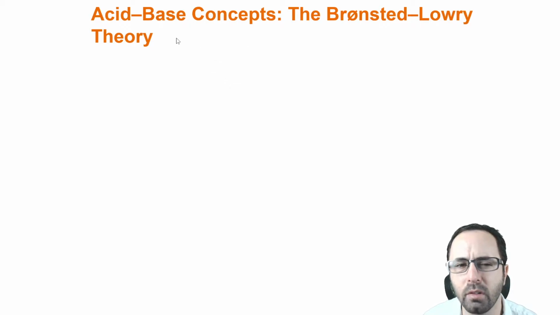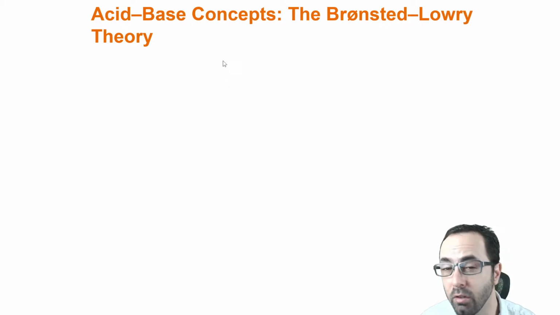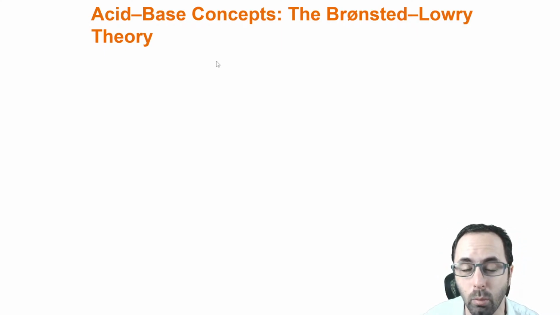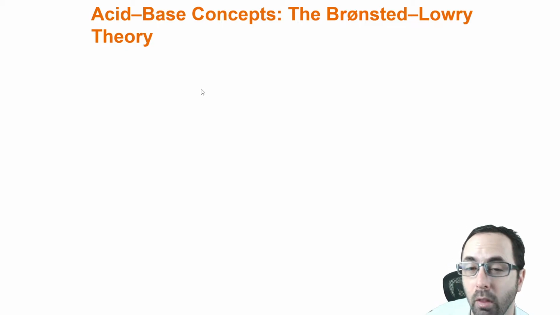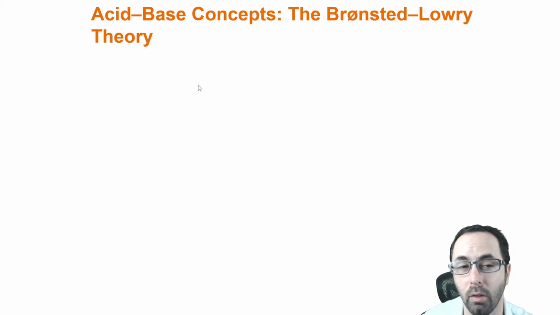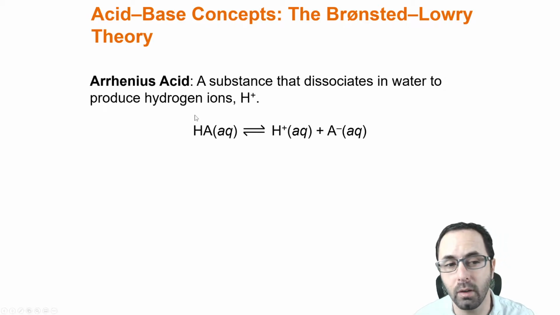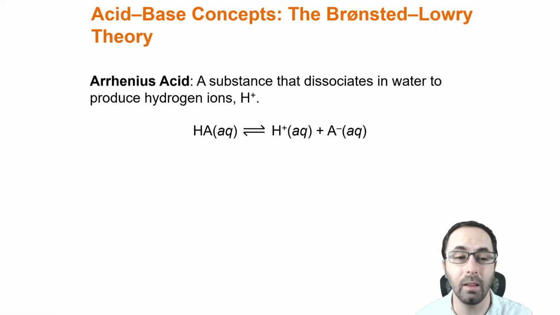What we want to do first is contrast the various definitions of acids. We're going to have three definitions. We'll start with the two most important ones, and then we'll move into the third definition near the end, in the third lecture of the week. But the simplest definition of an acid is the Arrhenius definition.